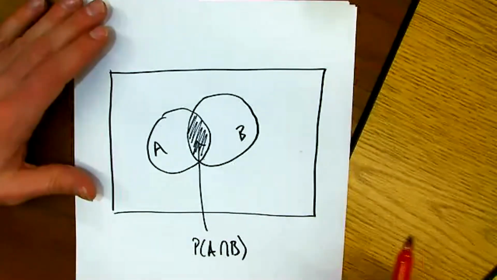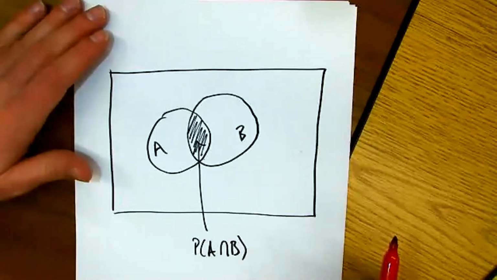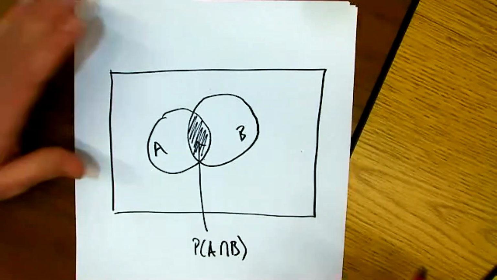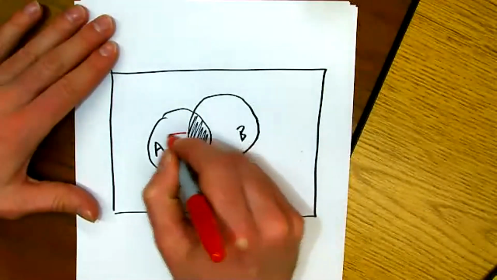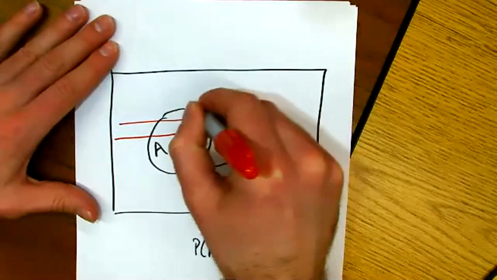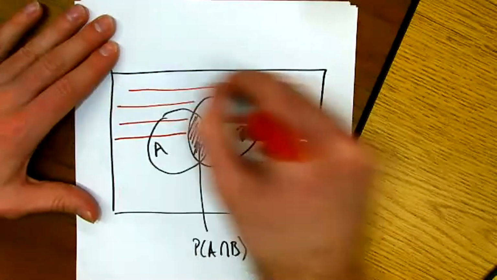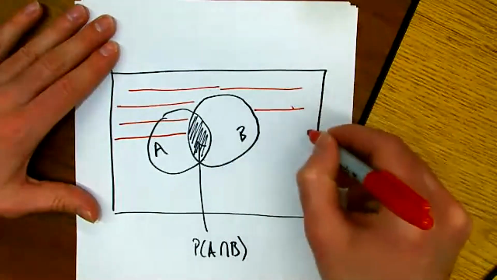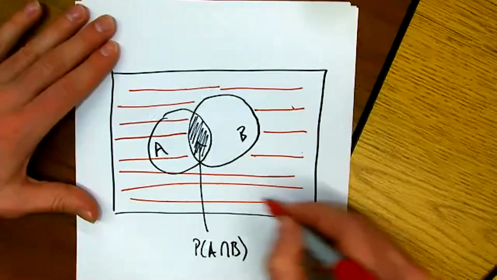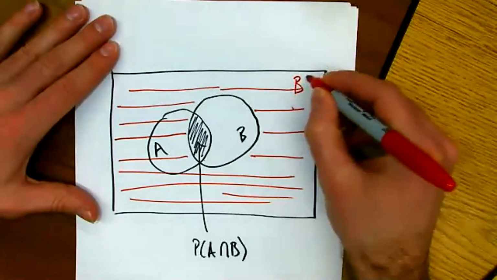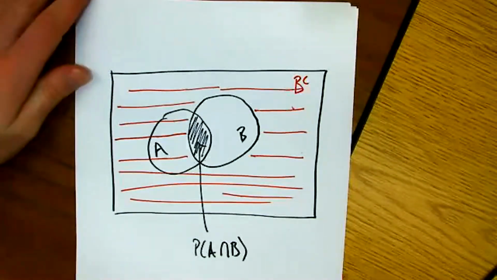So let's think about where B complement would be. Well, B complement is everything that's not in circle B, right? So I could literally just take lines and shade in the area that's outside of circle B, okay? So this red represents B complement.